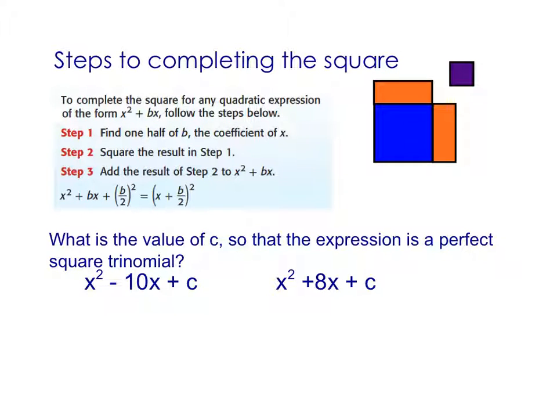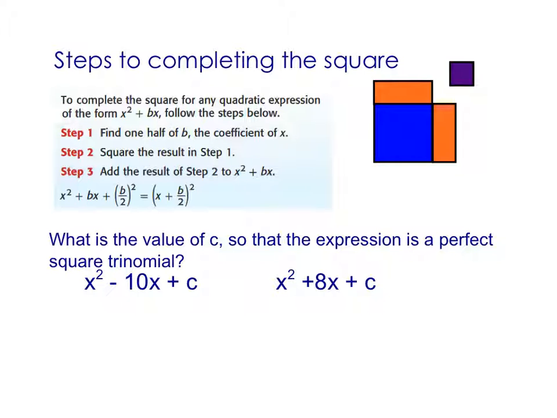Steps to completing the square. To complete the square for any quadratic expression of the form x squared plus bx, we need to follow the steps below. Step 1. We are going to find 1/2 of b, the coefficient of x. Step 2. Square the result in step 1. Step 3. Add the result of step 2 to x squared plus bx. This will allow us to complete the square and have a perfect square trinomial, which we can quickly factor to solve the quadratic equation.